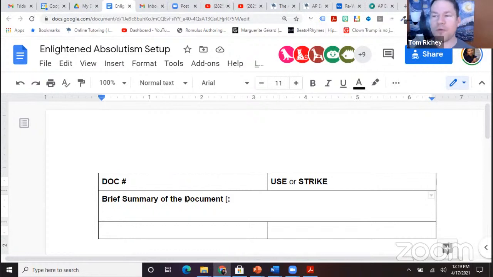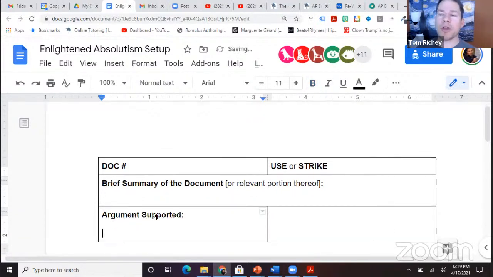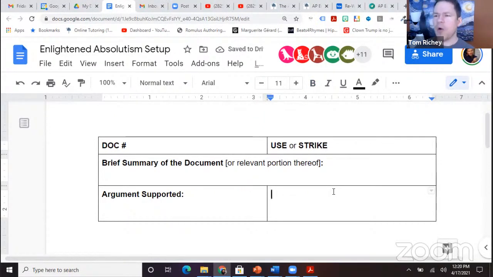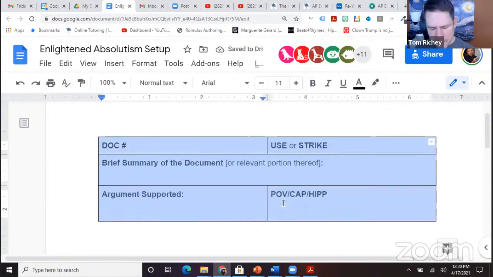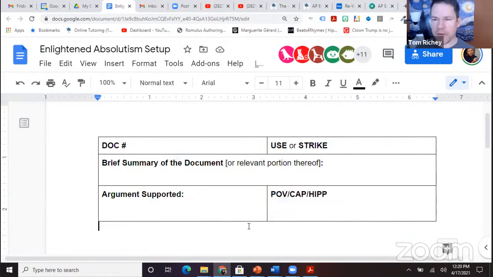But as far as this goes, when we're looking here, a brief summary of the document, or relevant portion thereof. Okay, and so you're going to put something brief there. Now, argument supported. So argument supported, and then maybe have a little why from there. What argument does this document support? And then finally, what can I do as far as POV, CAP, HIP. That's what I'm doing here, and I'm trying to do this for at least 4 documents. Okay, so this is what we're setting up.